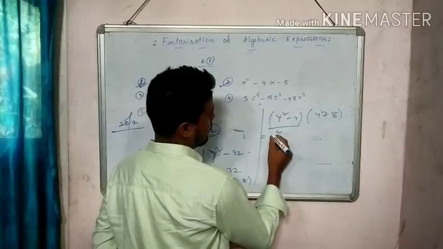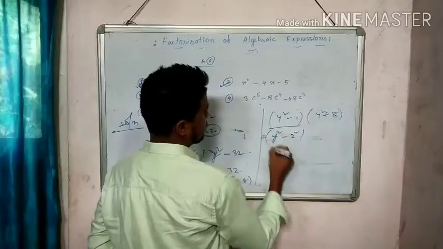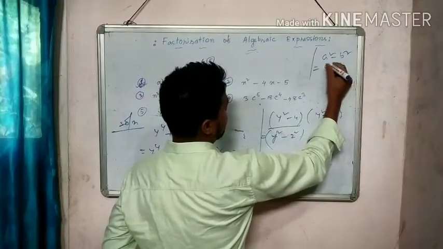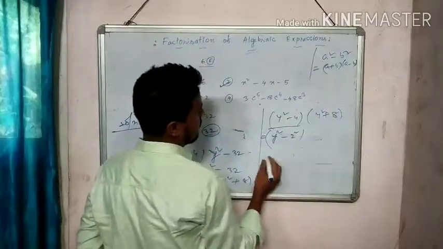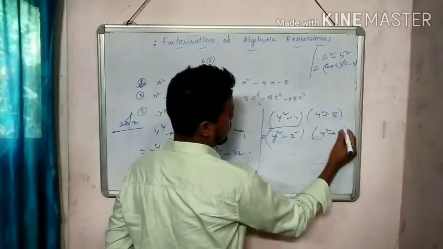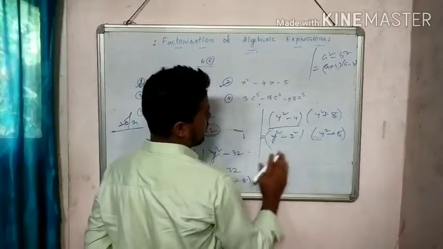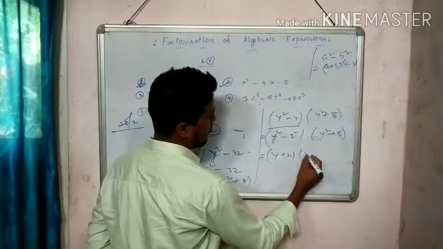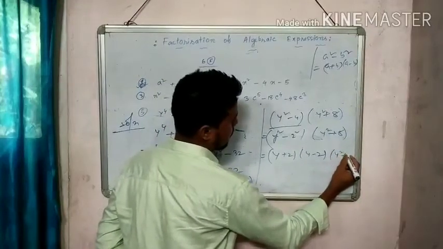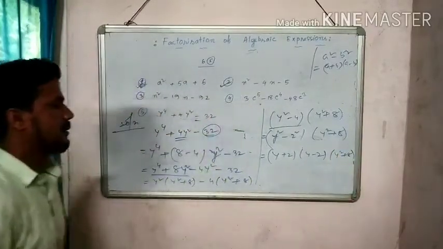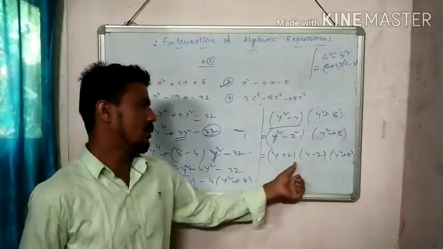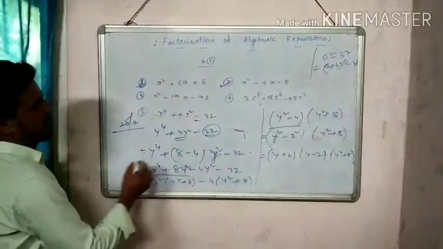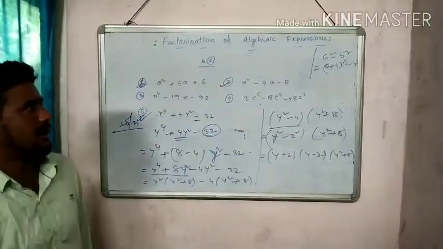Here y square minus 2 square is a square minus b square, which can be written as a plus b whole into a minus b. The term y square plus 8 stays the same, as you cannot factorize it. So y plus 2 into y minus 2 into y square plus 8. These are the factors of this algebraic expression. I hope you understand the problem.